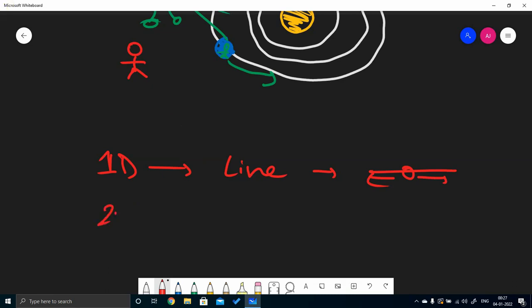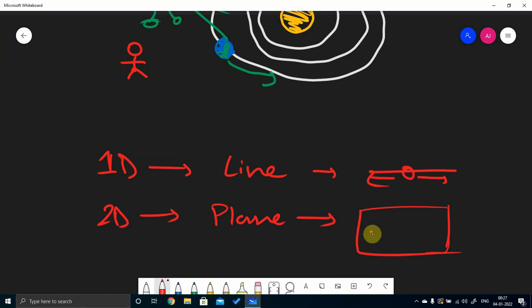Then we have something called 2D motion. Now this is actually a plane. So this motion takes place on a plane. So let's say this is a plane that we have, and let's say this is an ant. Now let's say this ant moves here, there, here, there. So you can see that this involves two axes.